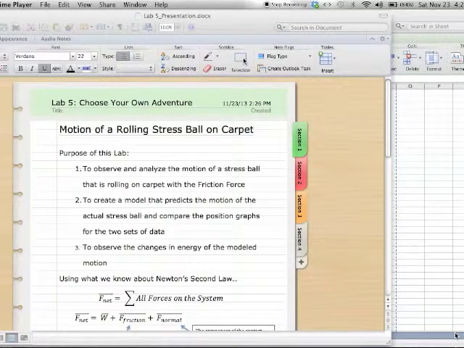In this lab, I observed and analyzed the motion of a stress ball that was rolling on carpet and created a model that predicted this exact motion to compare the data. Also, I observed the changes in energy of the system, the sphere, with its surroundings, the carpet floor. The results showed a very close fit of the model predicted motion with the actual stress ball motion, with a bit of error due to not accounting for air resistance in this experiment.